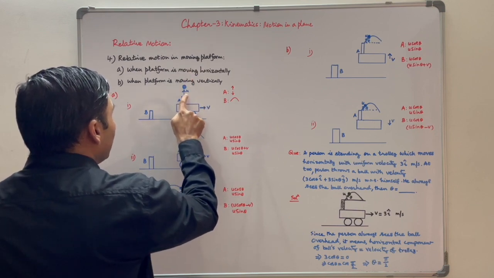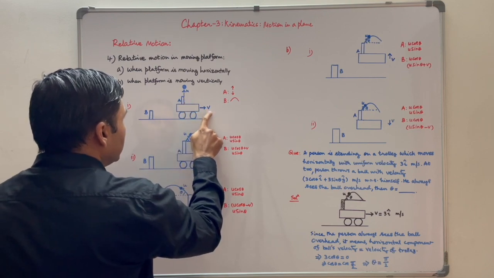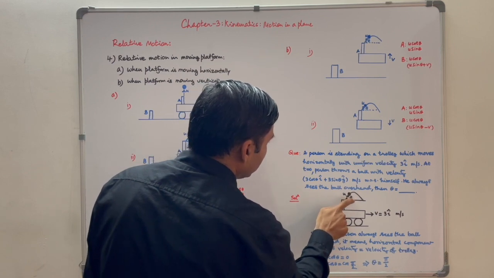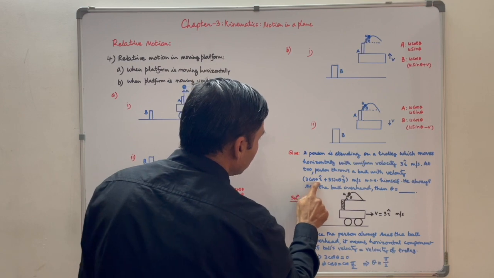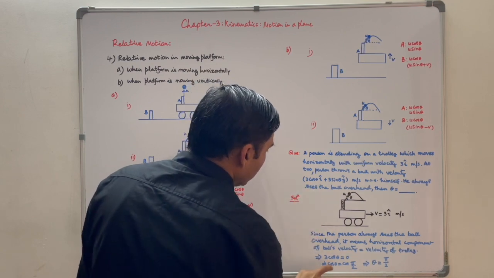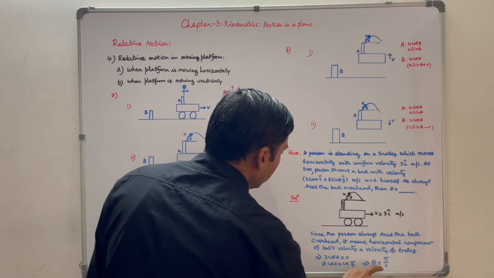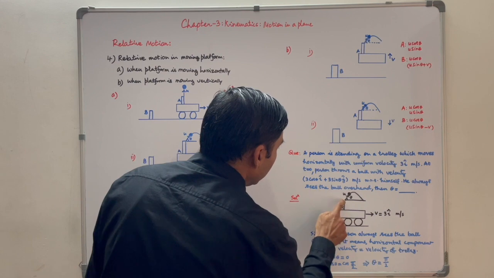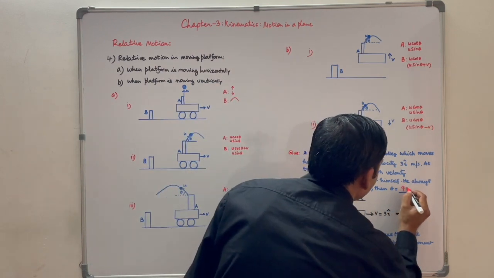In this case, the horizontal component of the ball's velocity is equal to the velocity of the trolley. So in this case also, the horizontal component of the ball's velocity should be equal to 3i. That means 3 cos theta should be equal to 0. That means cos theta is equal to cos 90, or theta is equal to 90 degrees. That means the person should throw the ball vertically upwards. So theta equal to 90 degrees is the answer.